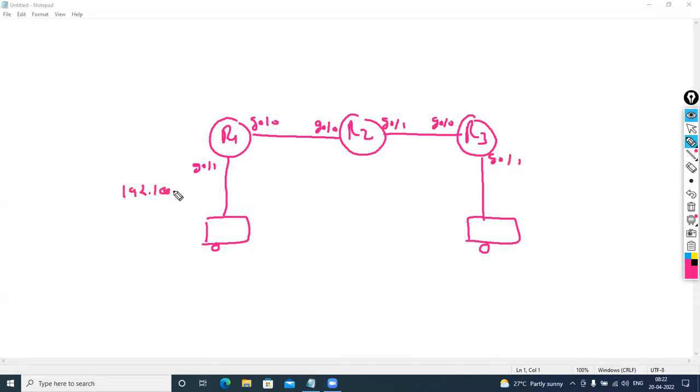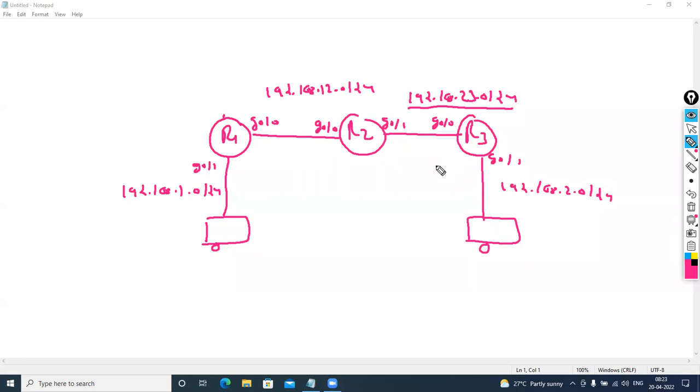This is 192.168.1.0/24, 12.0/24, 23.0/24, 192.168.2.0/24. Tell me. Now let us consider I want to create a static route on R1 to the 23.0 network. What will be your exit interface? Where is it exiting from? G0/1 or? Now that is what I'm asking you. In order to reach 23.0, will you go to G0/1 or G0/0?